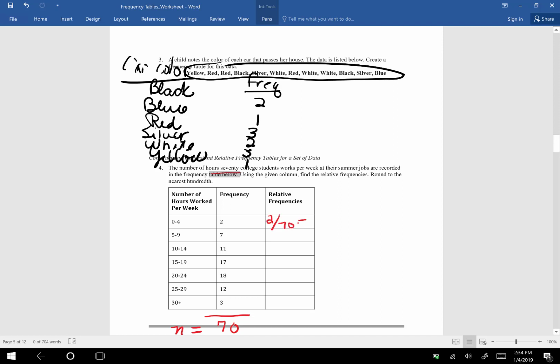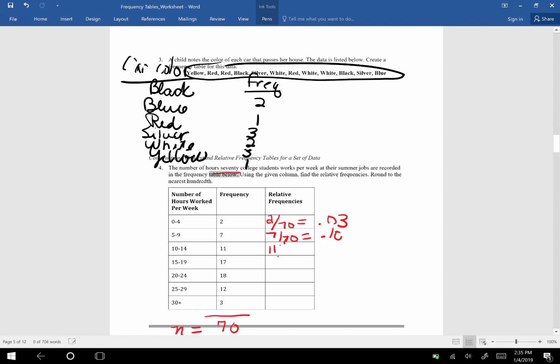our sample size. So we take 2 divided by 70, we get 0.028571426, or something like that. It says to round to the nearest hundredth, so that would be 0.03. Make sense? So for the second one, we do 7 divided by 70, which would be 0.10, right?